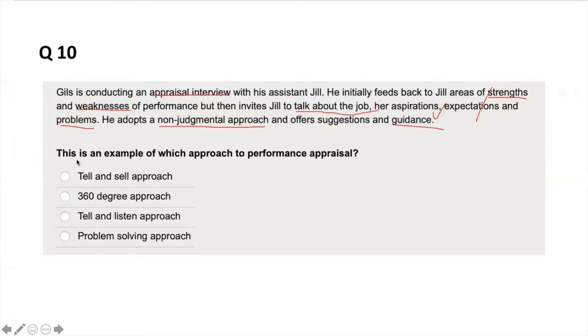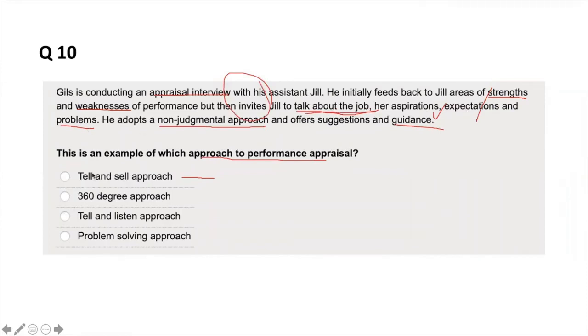Now, if you look at the theory, this is an example of which approach to performance appraisal. There's a number of ways to approach an appraisal. One way is to tell and sell, which is actually telling someone what to do. Okay, telling someone what to do. So let's see from the story again if this is the case. He initially feeds back to Jill areas of strengths and weaknesses of performance, but then invites Jill to talk about the job, her aspirations, her expectations and problems.